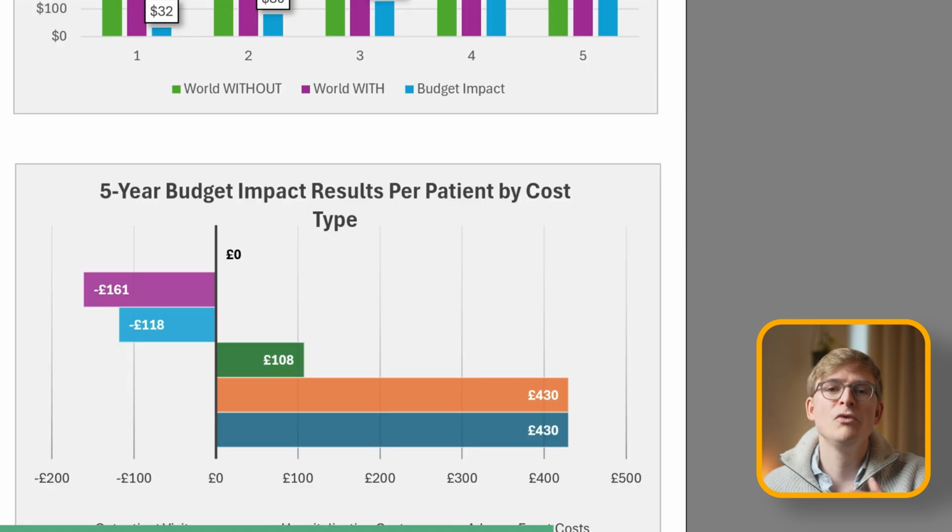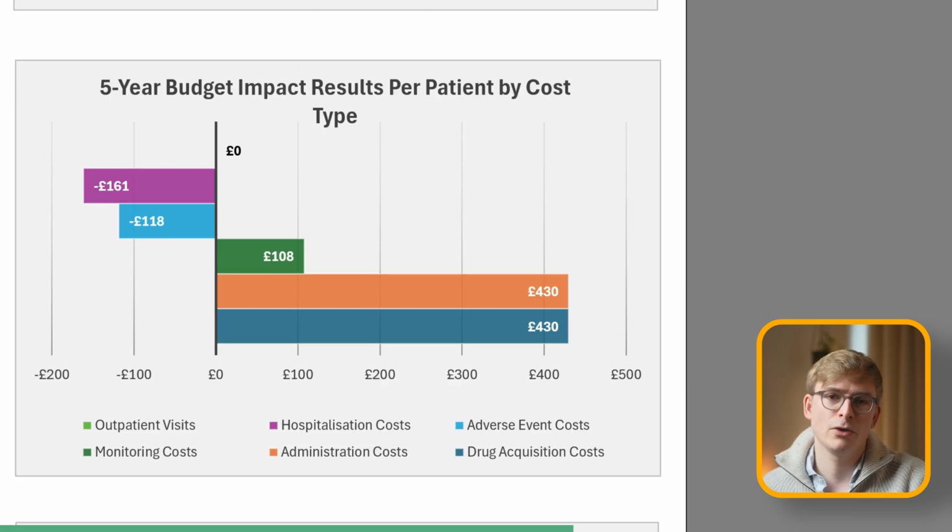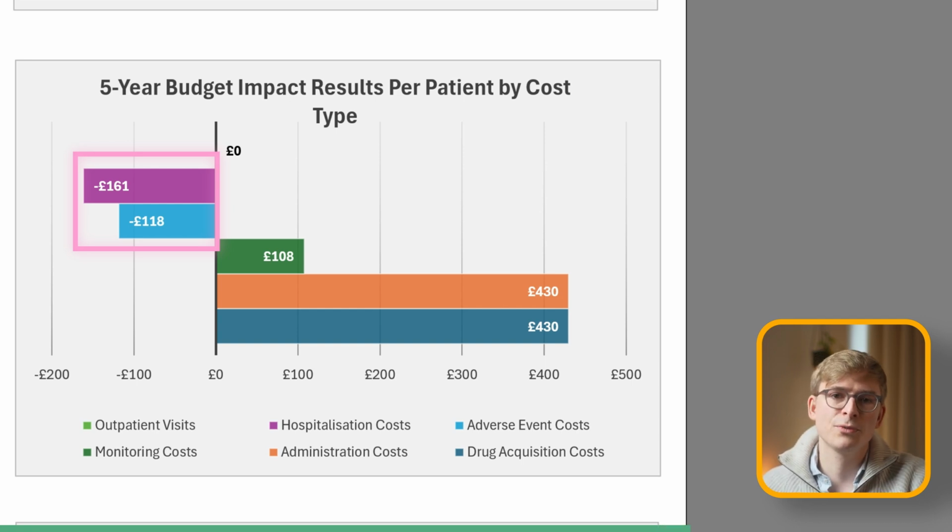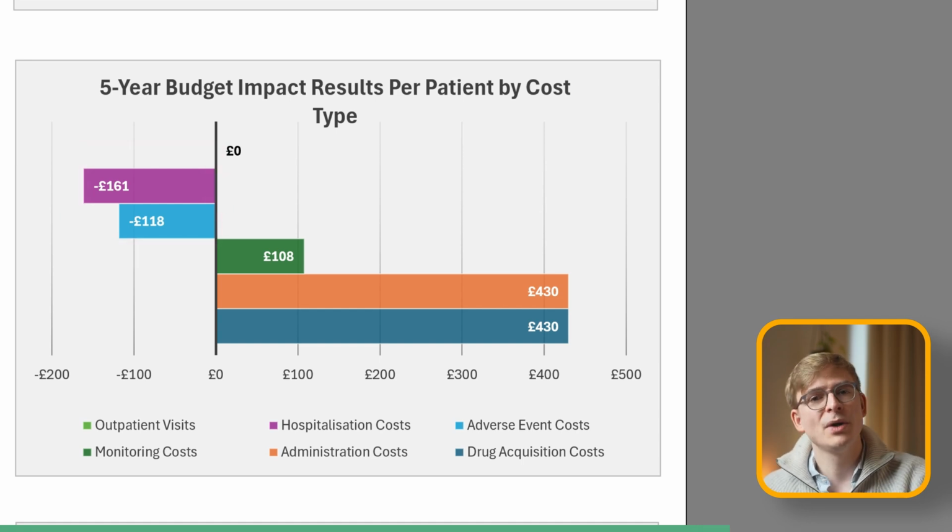Moving on to the 5-year per patient results by cost type, we can see that treatment A actually helps us save money in certain areas. Both in terms of the hospitalization costs and adverse event costs, treatment A has a negative budget impact due to its lower hospitalization rate and less severe side effect profile. Even though the overall budget impact is of course still positive in our example, looking at the results by cost category gives a more granular picture, which helps us understand how different cost types affect our overall budget.